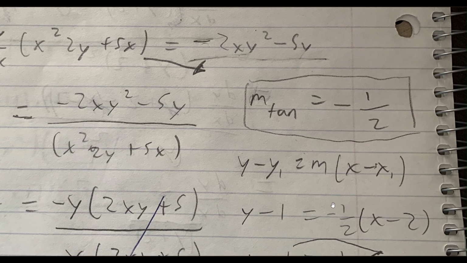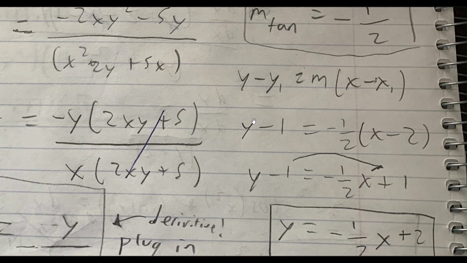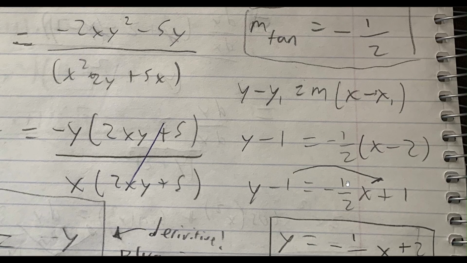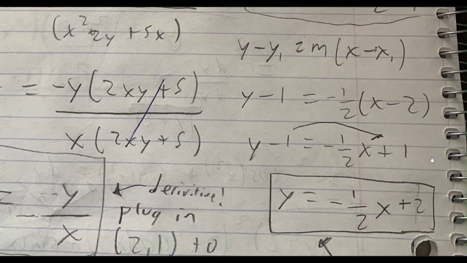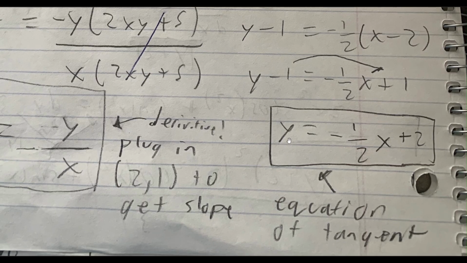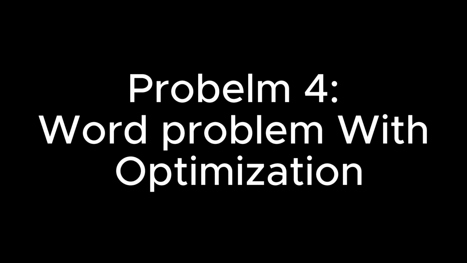Then we use the point slope formula so that we can get the equation of the tangent. We put in our y1 and our x1, right? Then we multiply -1/2 by everything in the brackets, which gives us -1/2 x plus 1. Then we move this to the other side, or we add 1 to both sides, which then gives us this as our equation of the tangent. y equals -1/2 x plus 2.